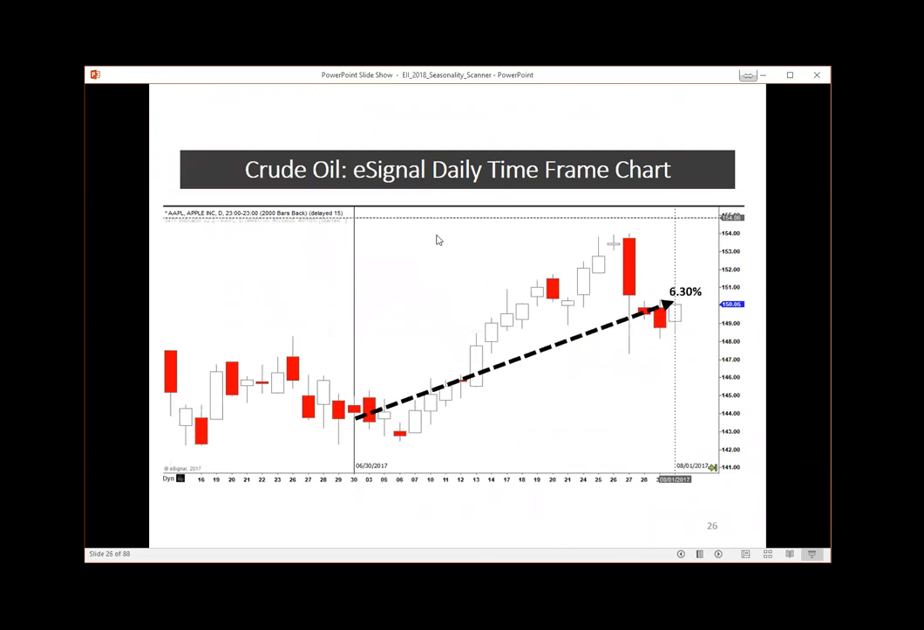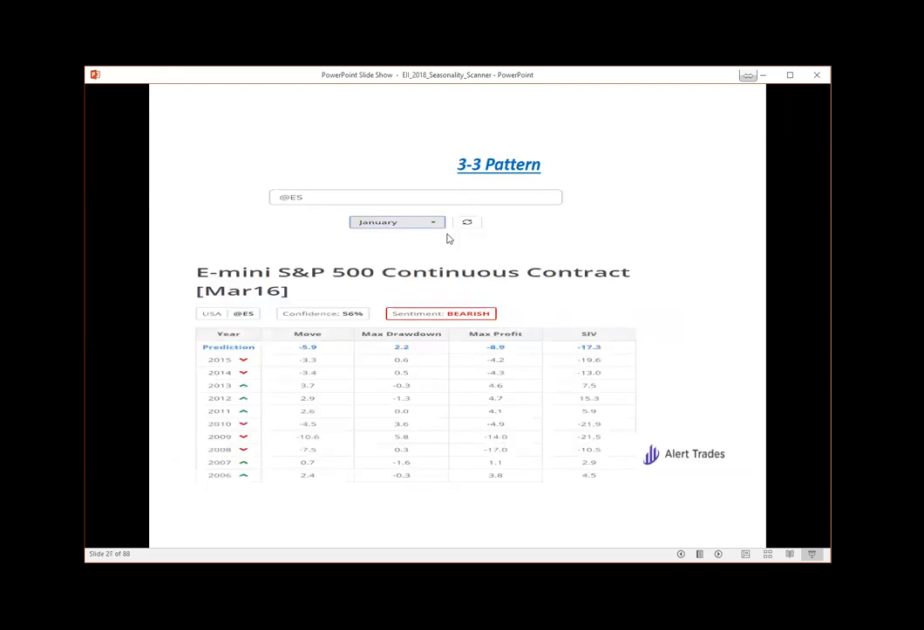The title's wrong here, this is the Apple chart, believe it or not, okay? Now, here's some pattern recognizers. Okay, so this is basically E-mini again in January.